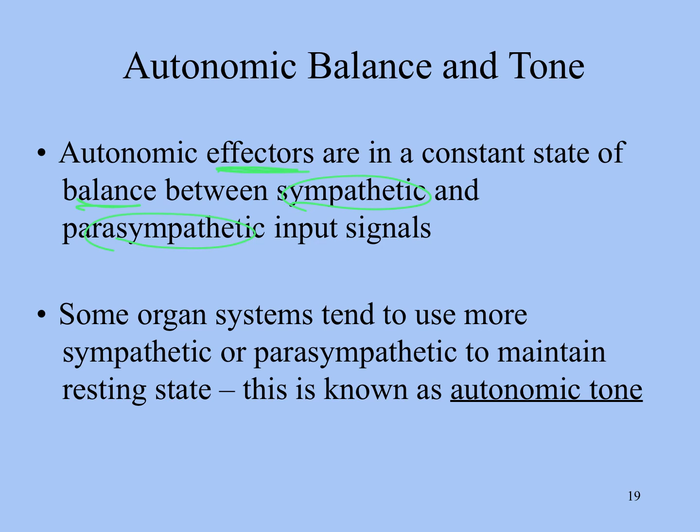Now, we've talked about before how this sympathetic and parasympathetic both go to the same organ and they tend to be in balance, but maybe in some organs, sympathetic is used more often than parasympathetic. And the parasympathetic, or whichever branch is more active, tends to maintain the resting state, and the resting state is known as autonomic tone. An example of this is your blood vessels.